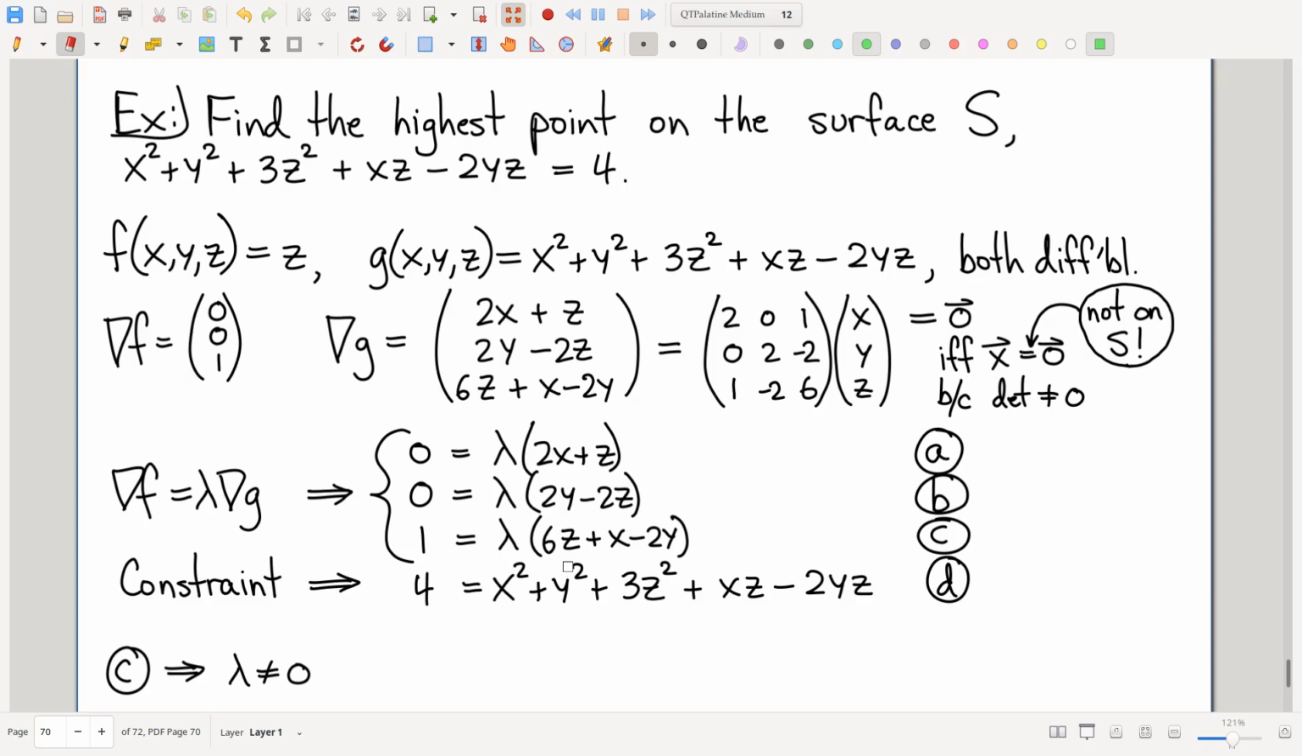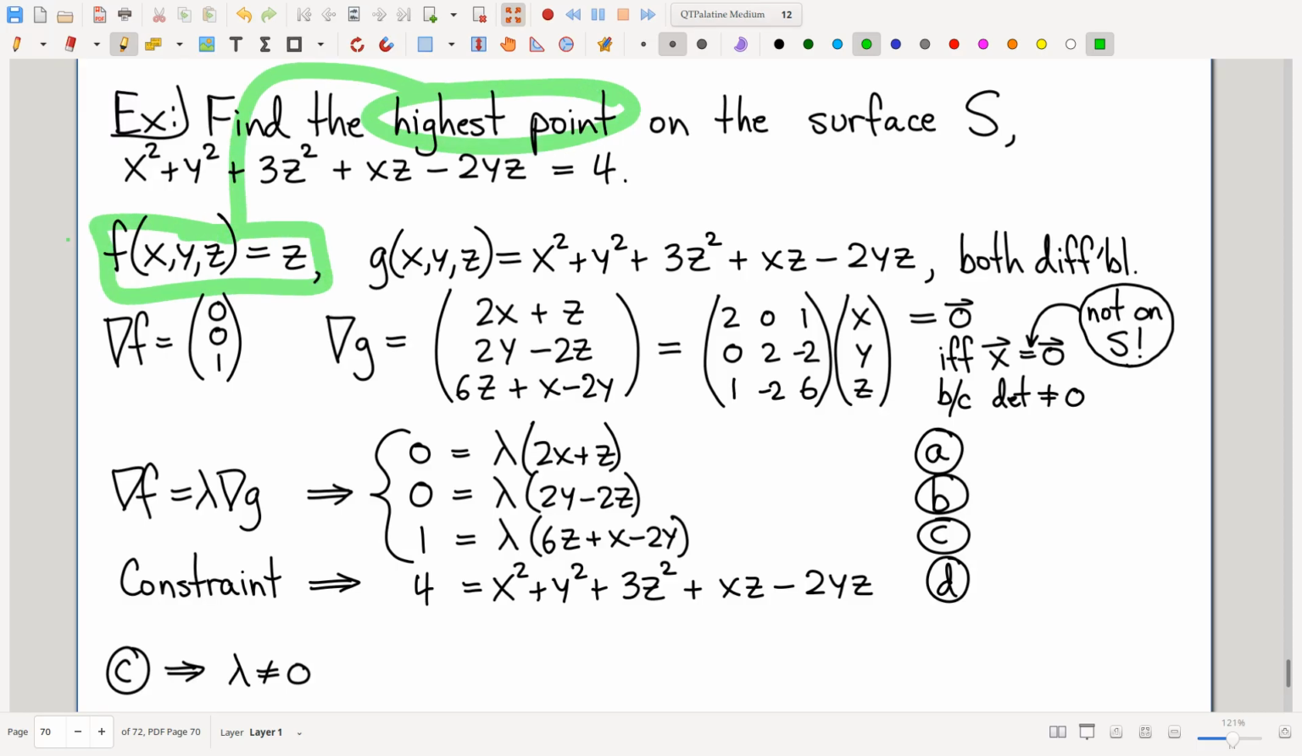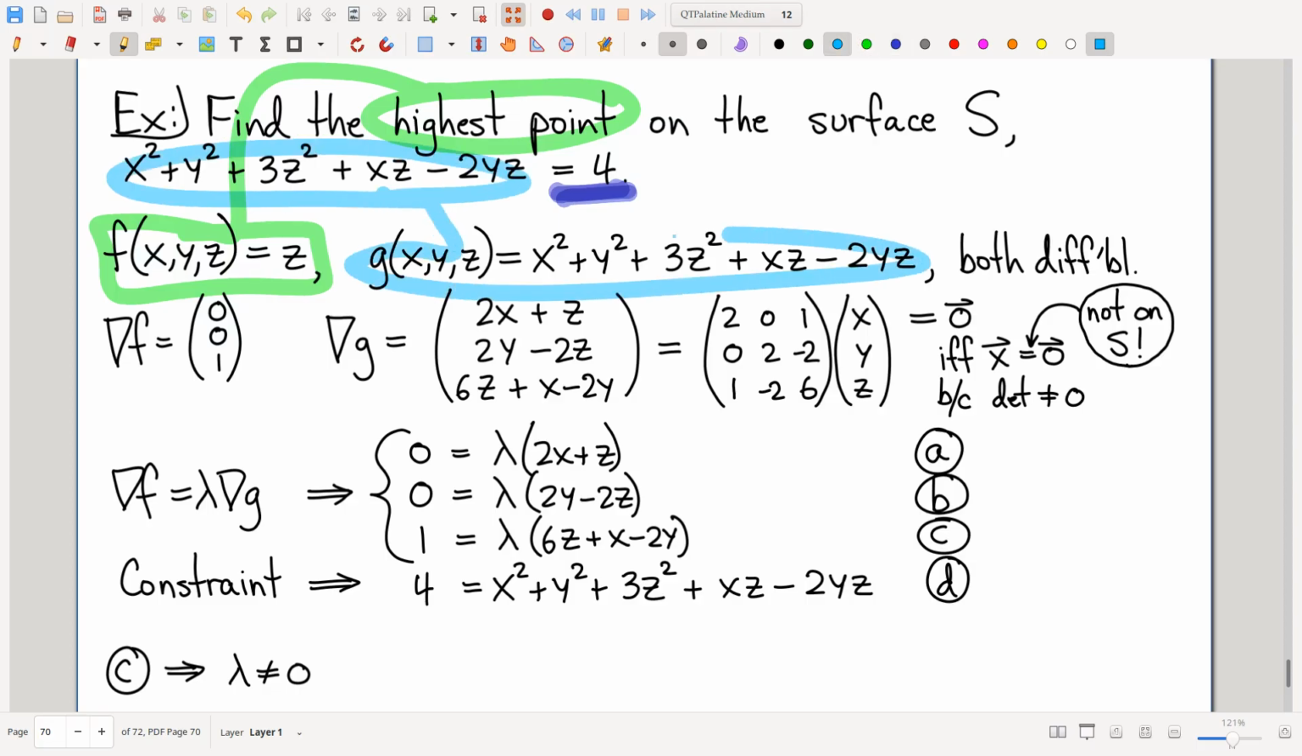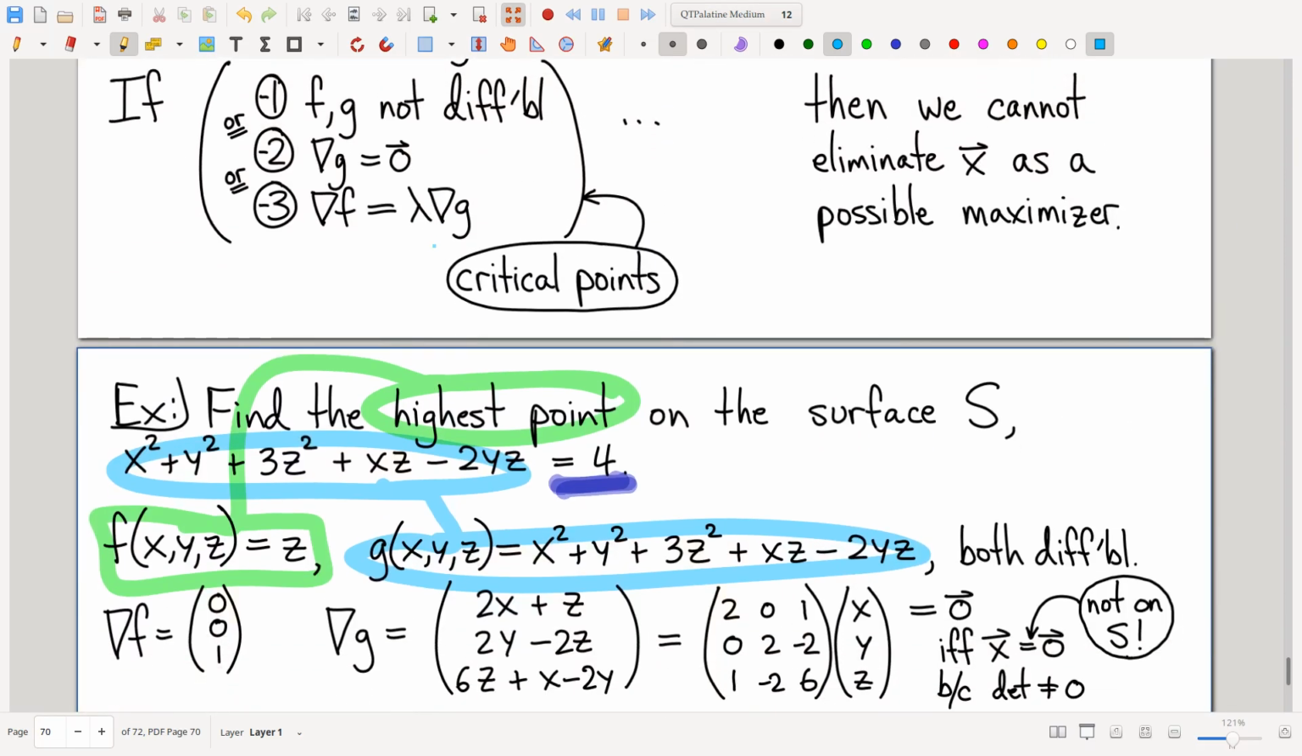Okay, so here we go. We're looking for the highest point. Okay, well that means we want to maximize that function. There's our objective function. Is that cool? We have a constraint. Now the constraint is already written as a level set. That's nice. And so my constraint function is like so.